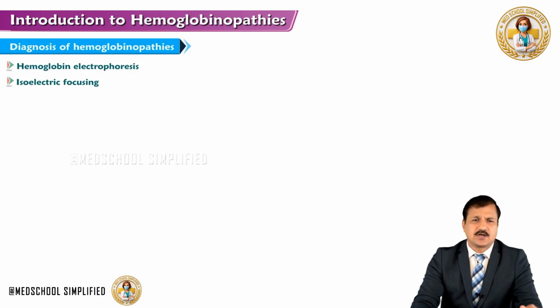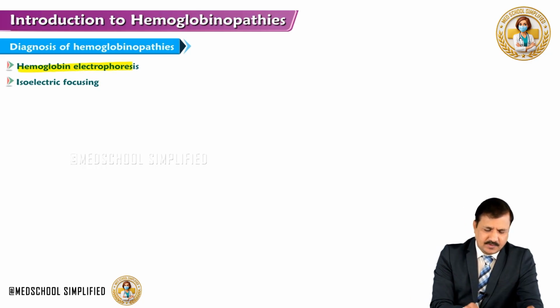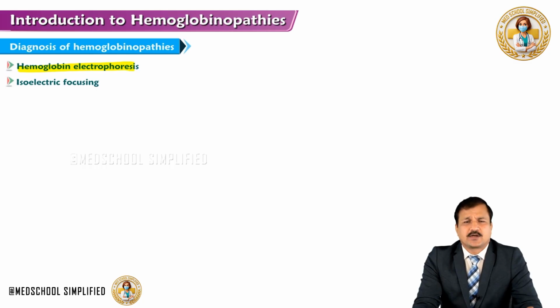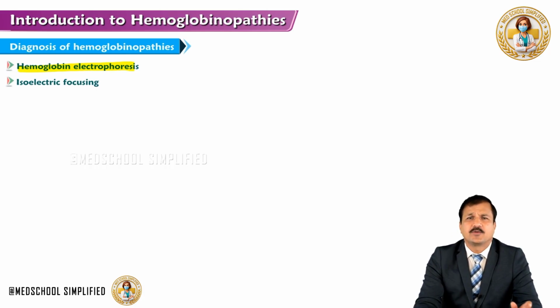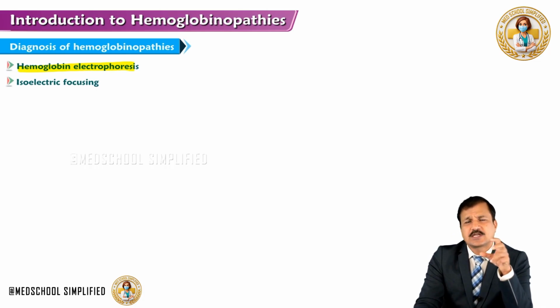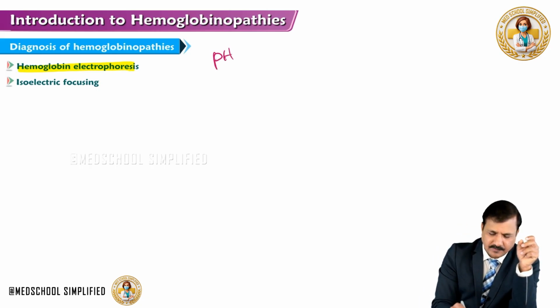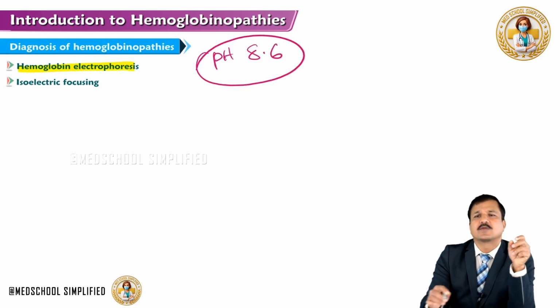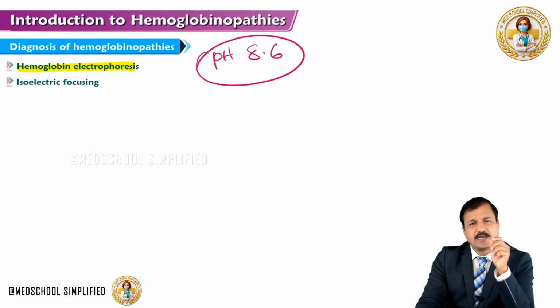Coming to the diagnosis of hemoglobinopathies, the hemoglobin electrophoresis technique is commonly used to distinguish normal hemoglobin from mutated hemoglobin chains. The process is carried out at pH 8.6, at which these proteins are negatively charged, and therefore they move towards the positively charged anode.